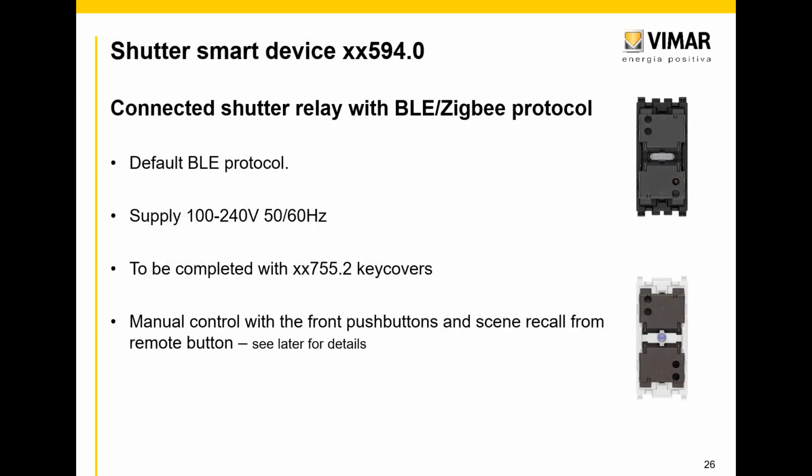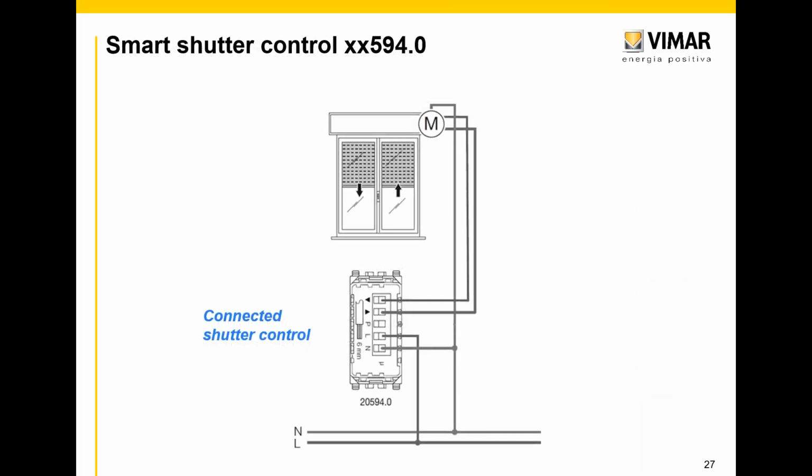For the shutters, we have the traditional up and down controls that have to be completed with the key covers. In terms of wiring, it is really the same as a mechanical push button or a commutator up and down. So phase and neutral, just the neutral in this case has to be added, and then the two outputs, up and down. It also has the P input, in this case to recall a scenario. So the additional P in this case can only realize the scenario triggering.